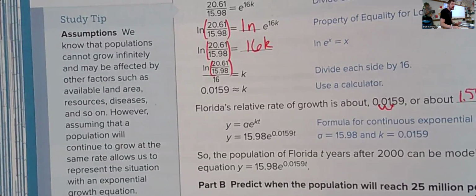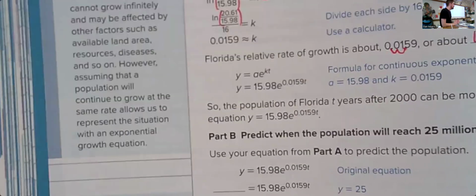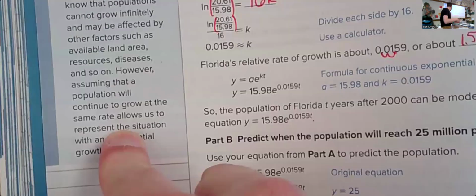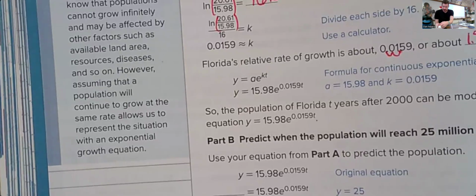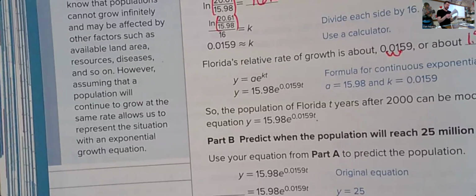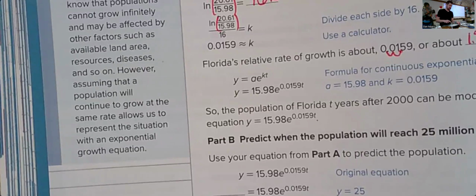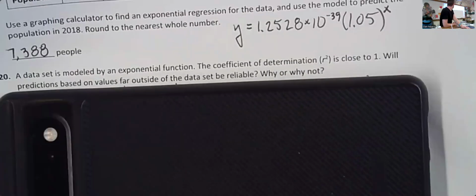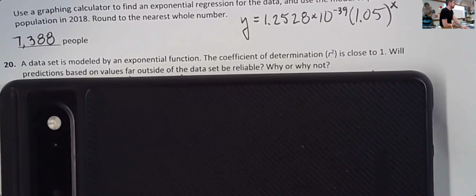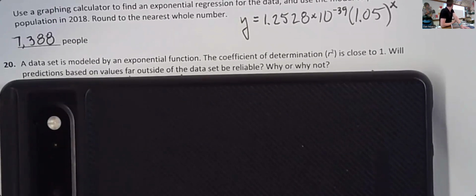However, assuming that a population will continue to grow at the same rate allows us to represent the situation with an exponential growth equation. This actually is a lot like the final question that we had on our test a couple of weeks ago on exponents and exponential functions. The very last question of your test said this: a data set is modeled by an exponential function. Maybe it's a population that's growing. The coefficient of determination r squared is very close to 1, meaning it's almost perfectly exponential. Will predictions based on values far outside of the data set be reliable?